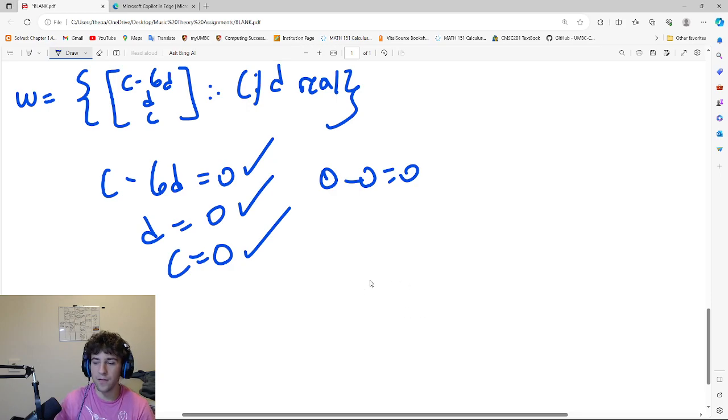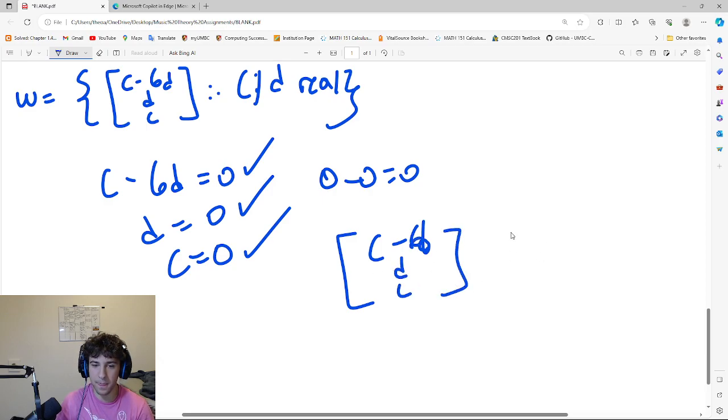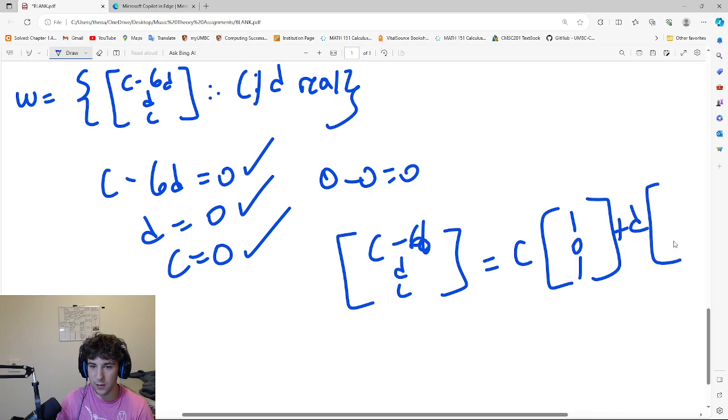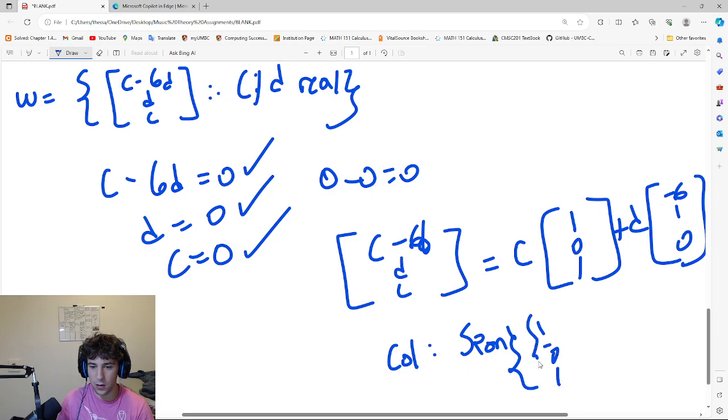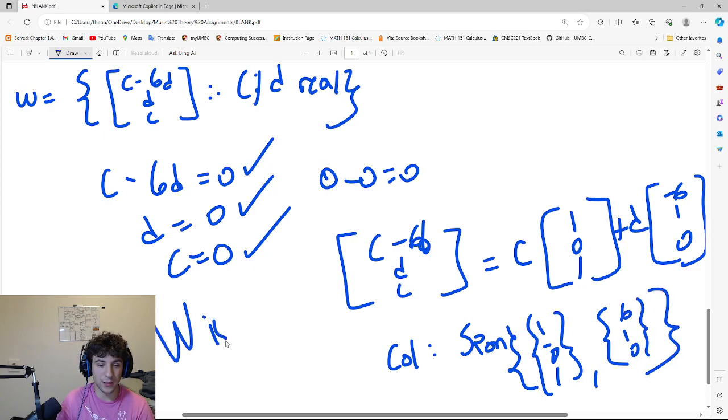Another way you can see if this is a vector space is you can rewrite this as C minus 6d, where D and C are right here. We can also write this as C times (1, 0, 1) plus D times (-6, 1, 0). And then we can say that the column space of this matrix spans the vectors (1, 0, 1) and (-6, 1, 0). So it would be a vector space.